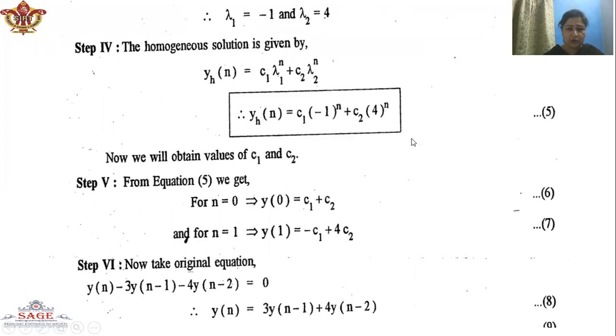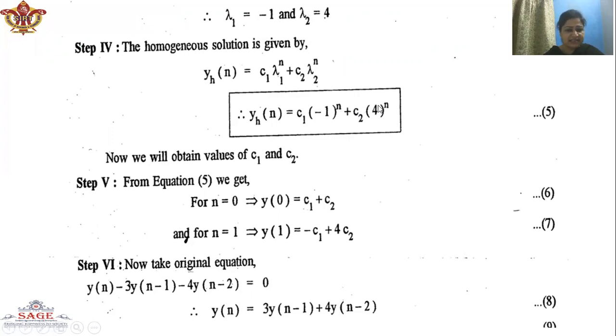Now since it is a quadratic equation, it will have two roots, and by solving I'll get lambda 1 is equal to minus 1, lambda 2 is equal to 4. Since the roots are distinct, the homogeneous solution will be in the form of C1 lambda 1 raised to power n plus C2 lambda 2 raised to power n. Now, I'll put lambda 1 as minus 1 and lambda 2 as 4. Now we will obtain values of C1 and C2.